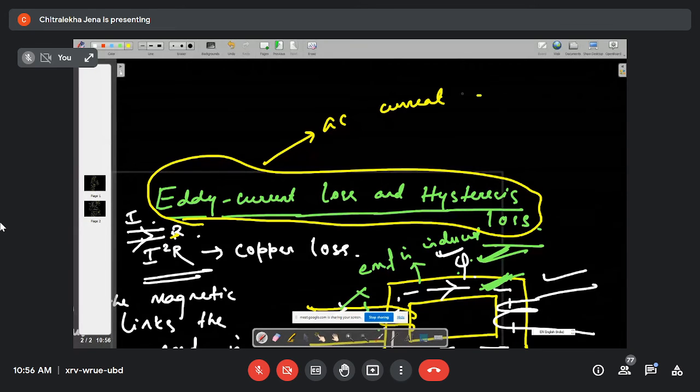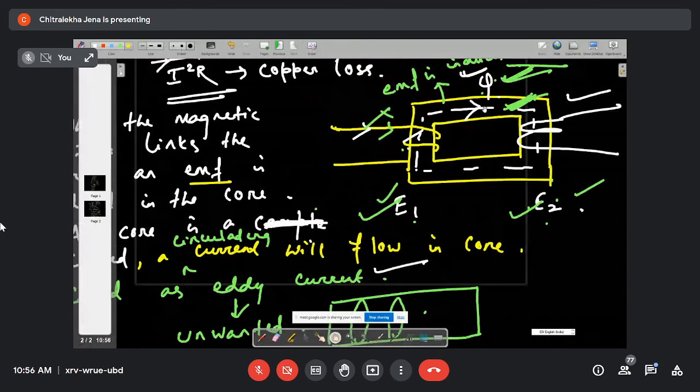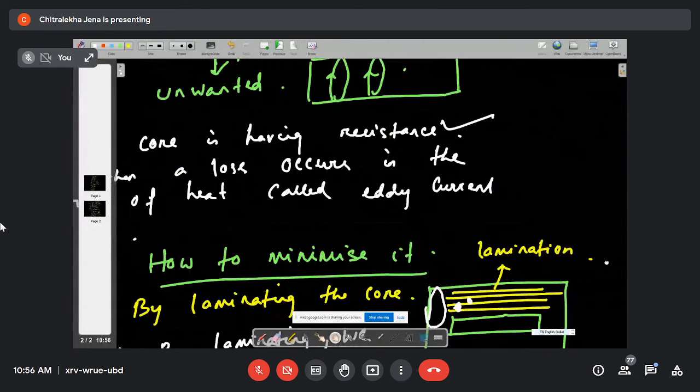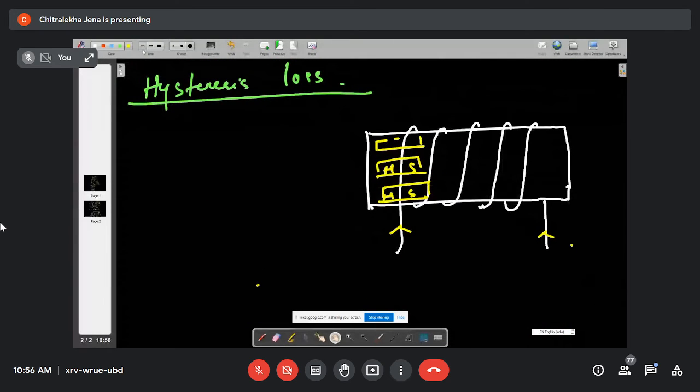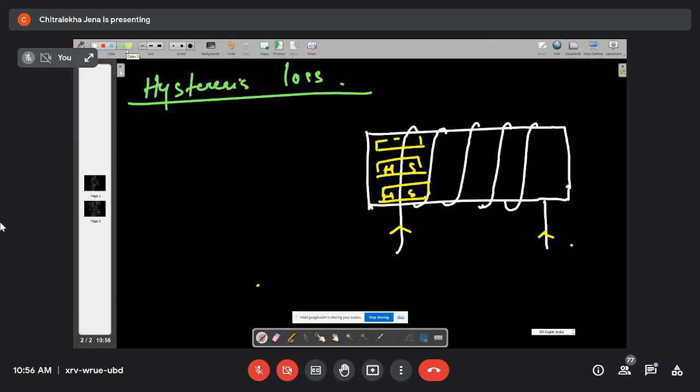Understood? It will not happen in DC. Why? Because here the flux is changing with respect to time, and you are changing the current direction. This will only happen in the case of AC current. So here you see, if I pass a current in this direction, all the magnetic domains will be arranged in an orderly manner like this. Now when the current reverses, what will happen? This will move like this. Here it will be south pole, north pole. Yes or no? This will also rotate. This one will be north pole and this one will be south pole. Am I clear to all of you or not? Yes, ma'am.